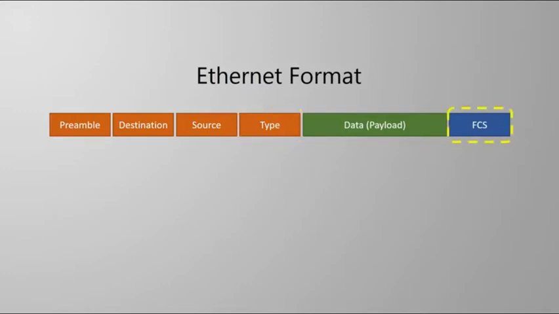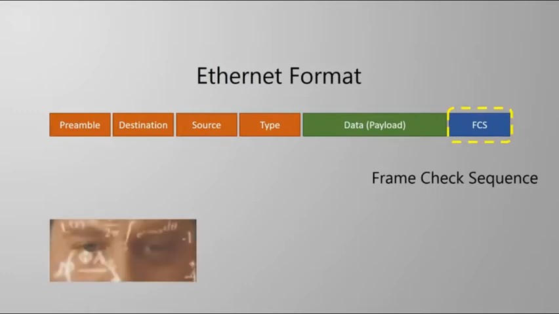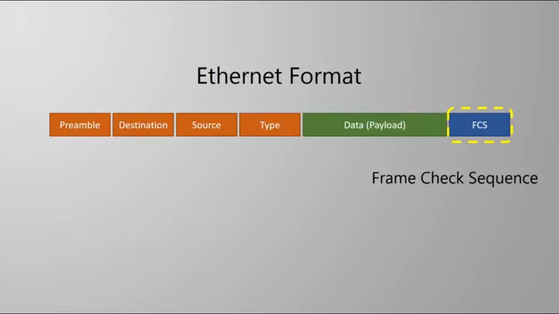And at the very end of the frame is a trailer. And this trailer contains the frame check sequence, or FCS. This is used to determine if any part of the frame has become corrupted during transit. When the frame is first assembled, the sender will run a mathematical formula over the frame contents. It takes the result of this and puts it in the trailer.